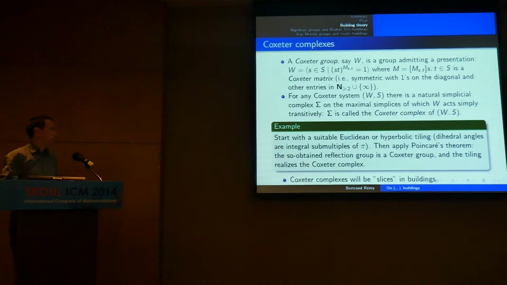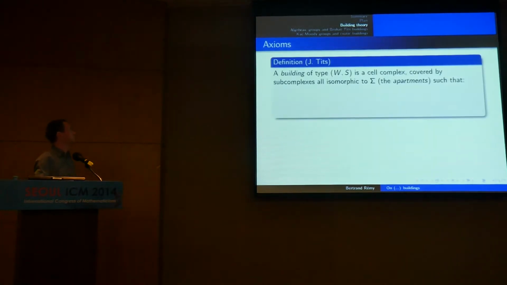Okay, so a little bit of further additional terminology. When the Coxeter complexes will be slices, and when they will be Euclidean reflection groups, the building will be called Euclidean. Okay, so let's go to buildings. The definition is due to Tits in the late 50s.